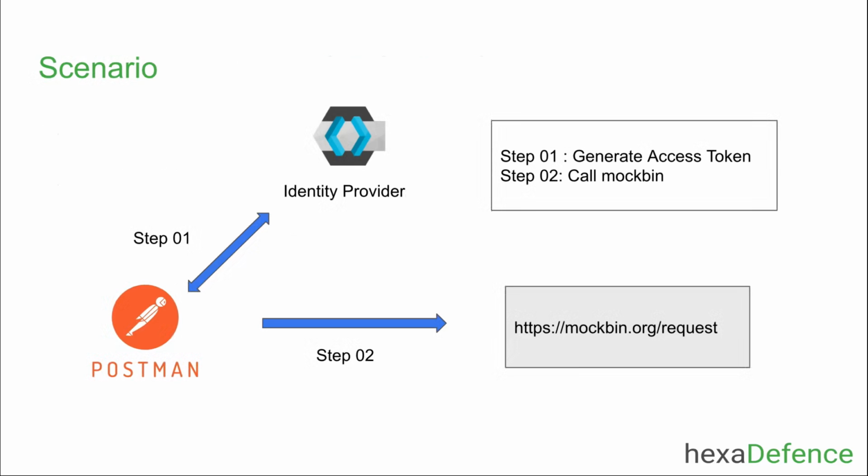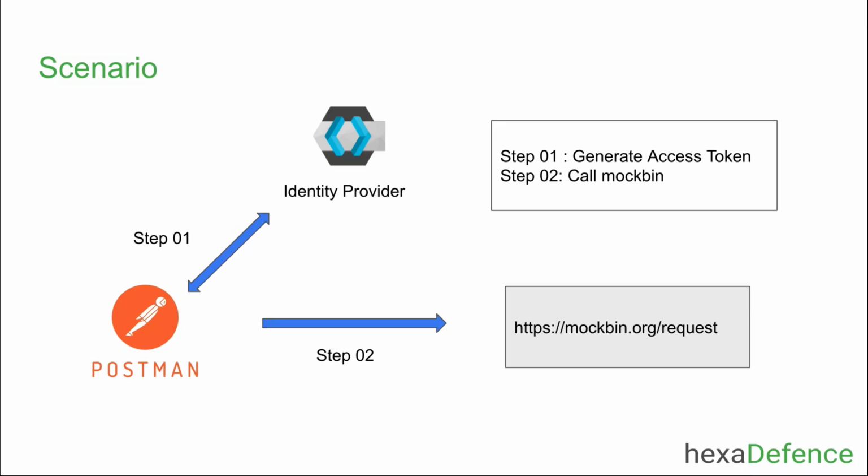This is the scenario that we are going to implement. As the first step, I am going to connect Postman with an identity provider. Here I am using Keycloak as the identity provider. Postman will act as the OpenID Connect client application. Using OpenID Connect authorization code flow, Postman will generate an access token, and as the second step, it will call an API in Mockbean. You can see the URL on this diagram.